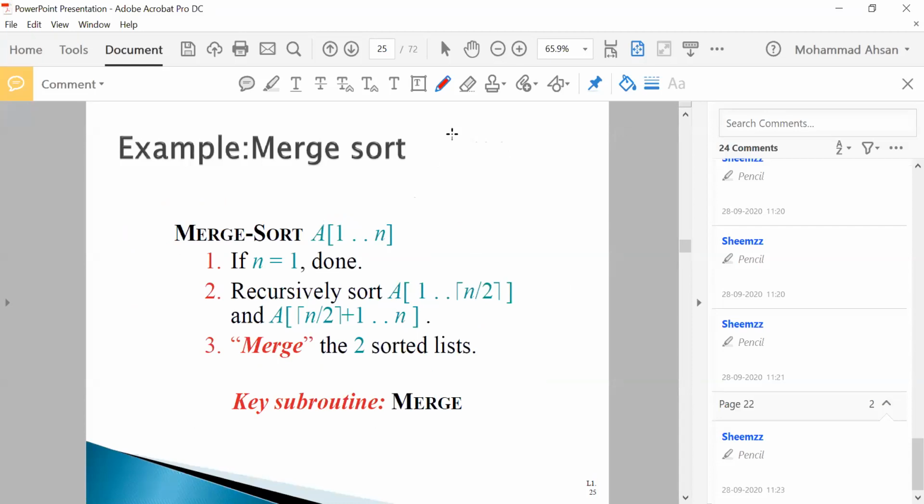So what are the steps? This is pseudocode for an array of size 1 to n. If n is 1, it is already sorted. Otherwise, you find the middle point and divide your input into two arrays, one from 1 to n/2 and another from n/2 plus 1 to n. Once you are done dividing, you merge the two sorted lists. The key subroutine is merge, because your actual work of sorting is done in merge.